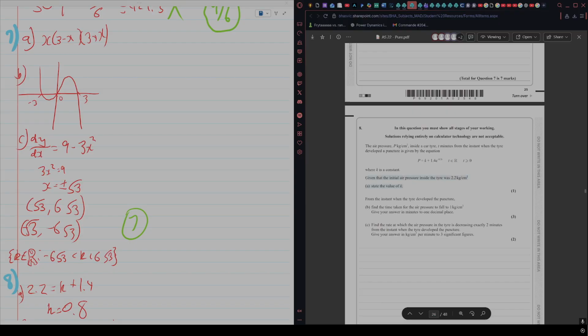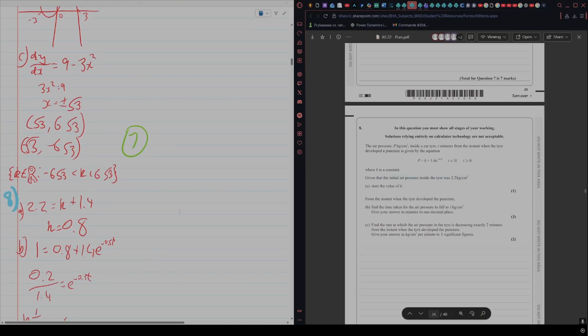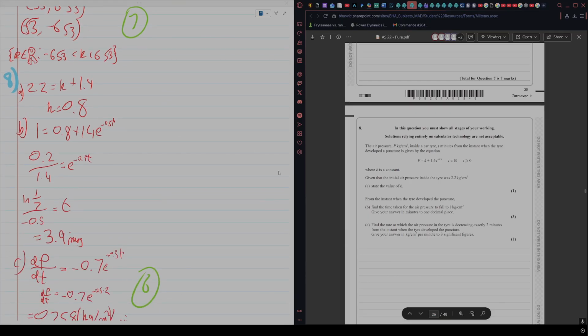They always like writing, oh, given that the initial air pressure is this, and it's just you set t to 0 because the model has t in it. So here you just set t to 0, and it just gives you 1.4 because e to the 0 is 1, and then you just get k equals 0.8. For the next question, you have to substitute a value in, just like the last question, for the time taken for the air pressure to fall to 1, which means that you just substitute 1 into p and then solve. You use ln, and then that gives you the answer.